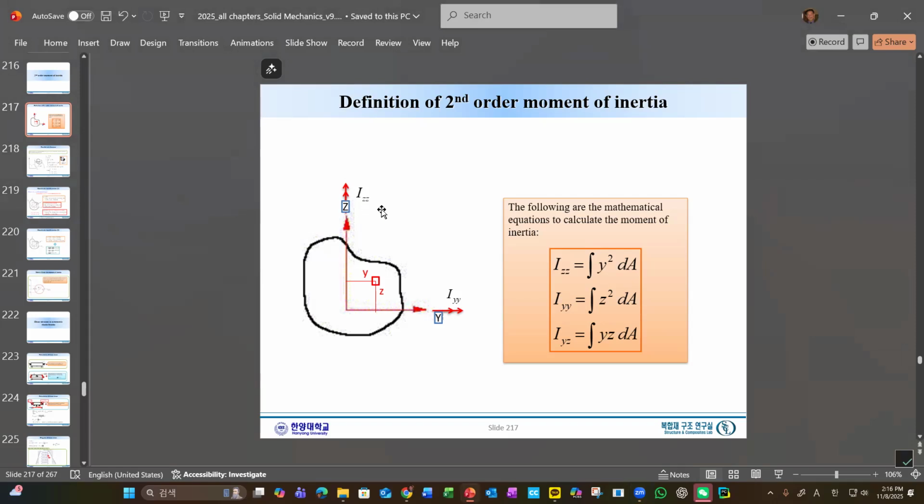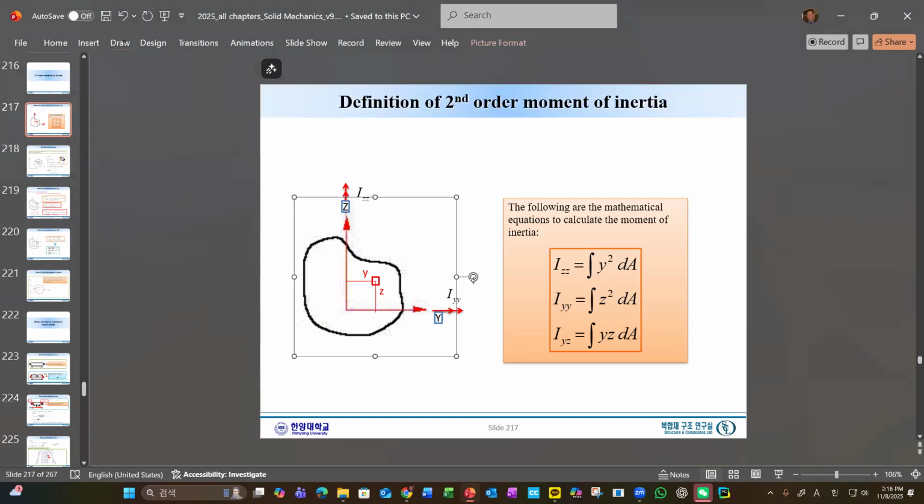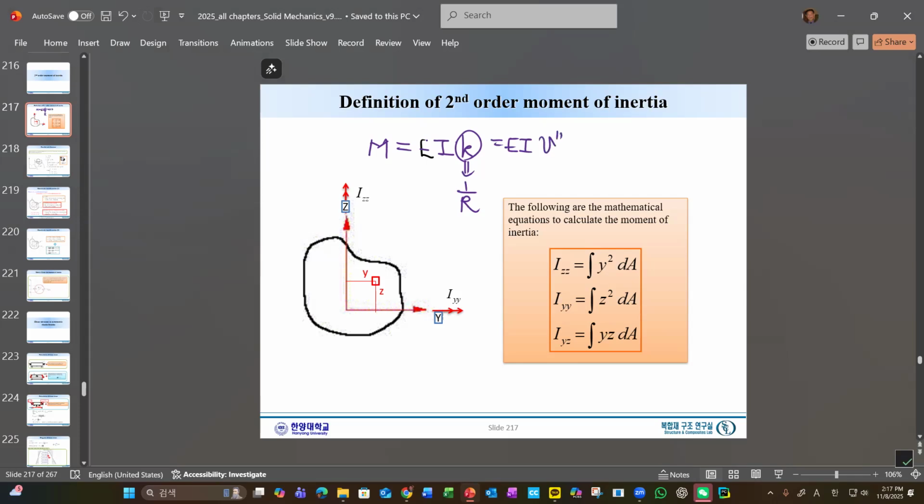Okay. So in the beam theory, the cross-sectional property is represented by I. We have EI and moment equals curvature. Curvature is 1 over R, the radius of curvature. And this is further simplified as EI and v double prime. This is the beam theory.